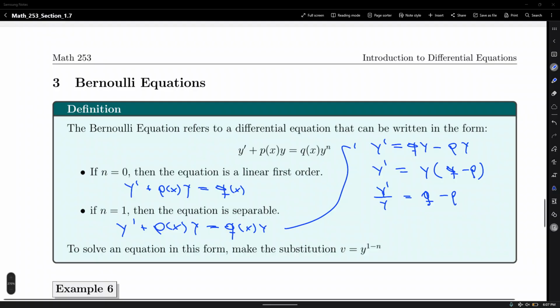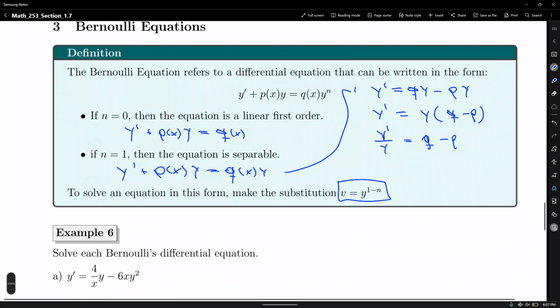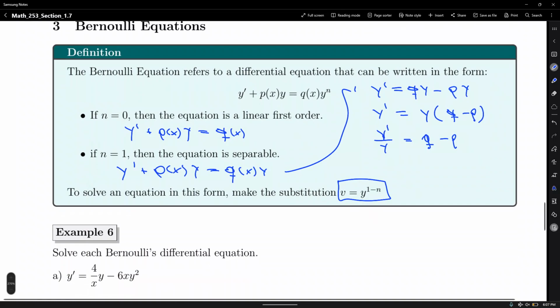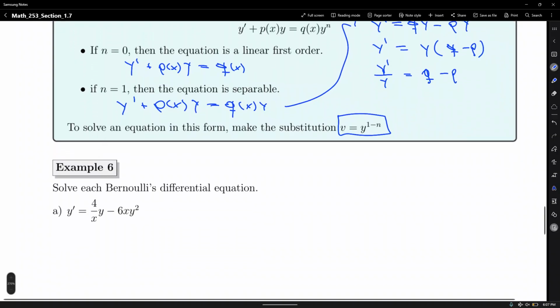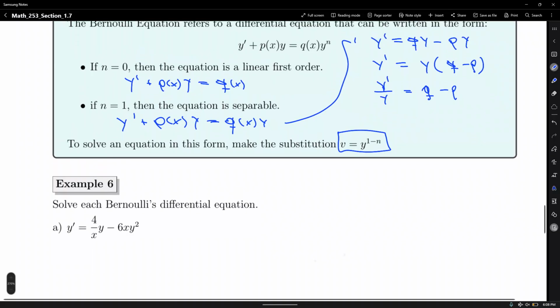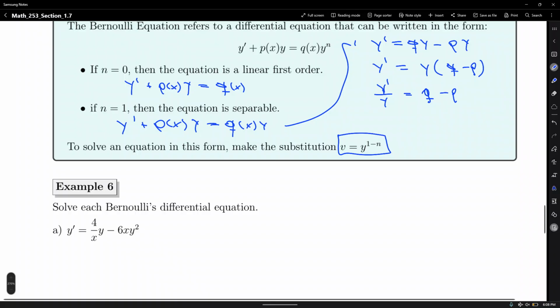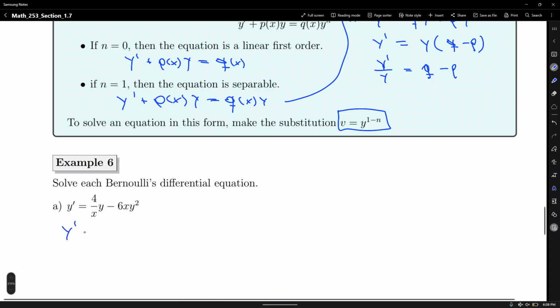So that's achieved by doing this substitution, v equals y to the 1 minus n. Let's see how that works. Okay, let's have a look at one example. Well, a couple of examples. y prime equals 4 over x y minus 6 x y squared. Okay, number one, let's write the equation in the general Bernoulli form. For this, I would need to move the 4 over x term to the left hand side. So y prime minus 4 over x y equals negative 6 x y squared.